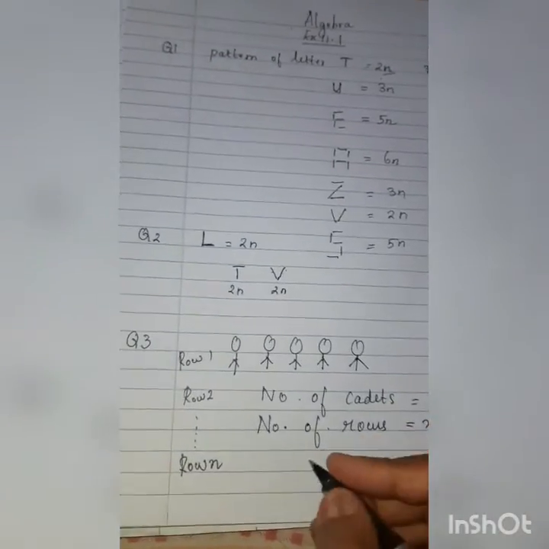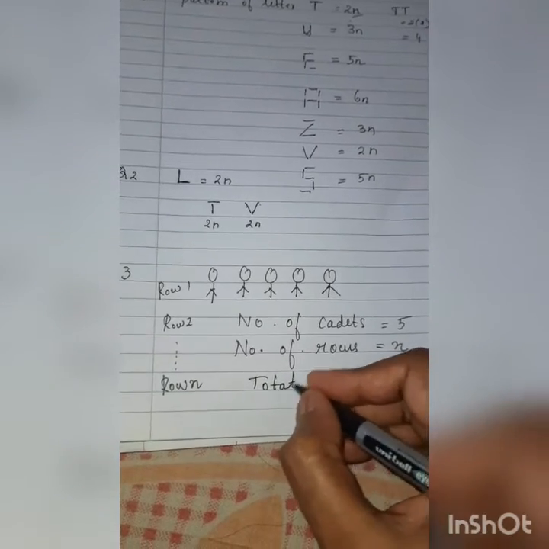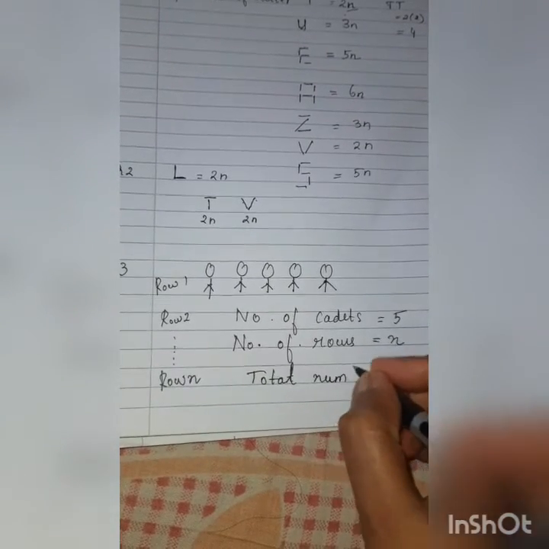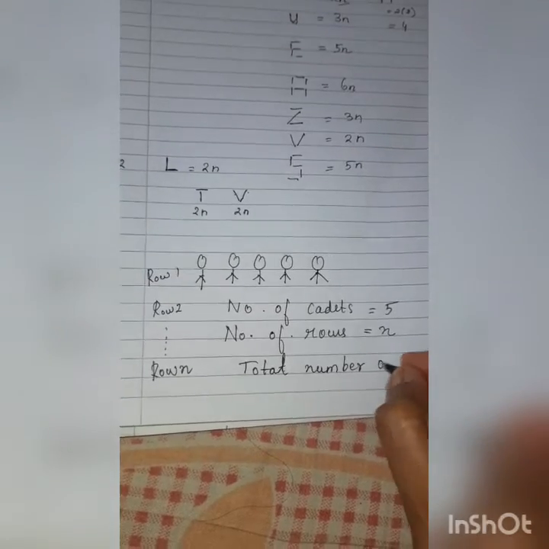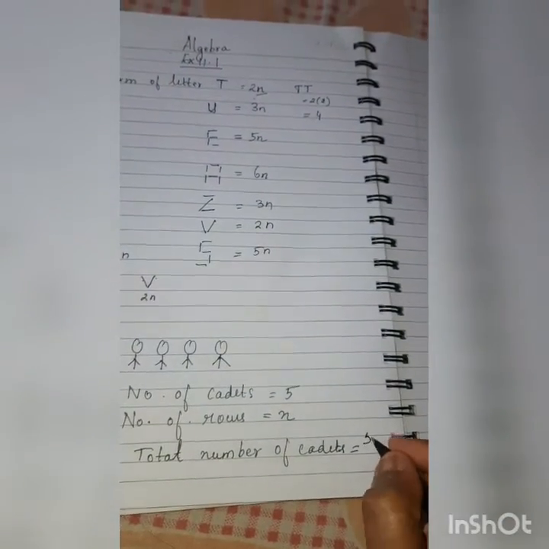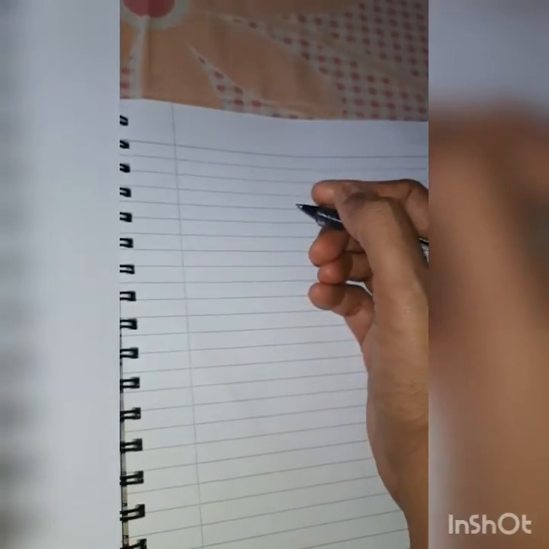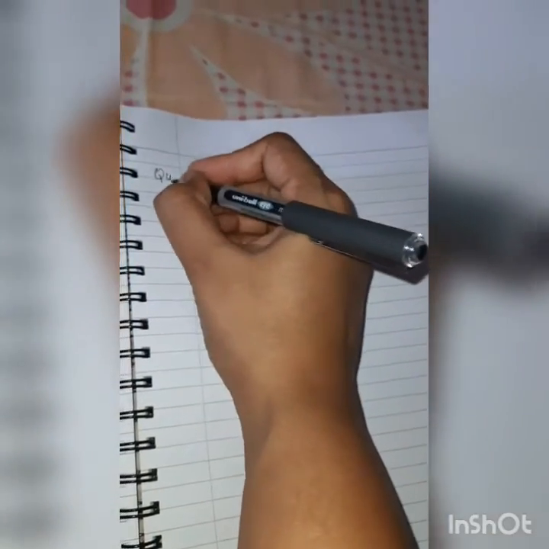Then the total number of cadets we are going to find. Total number of cadets equals 5n. So that's all for question number 3.